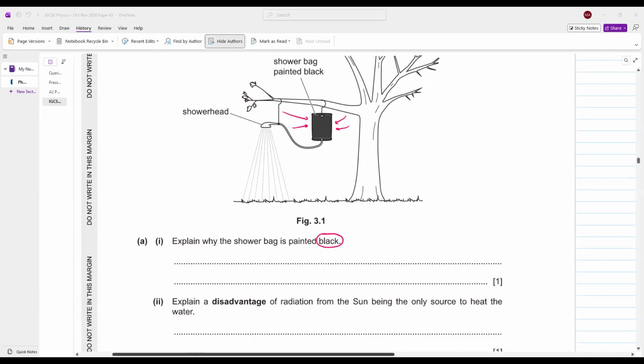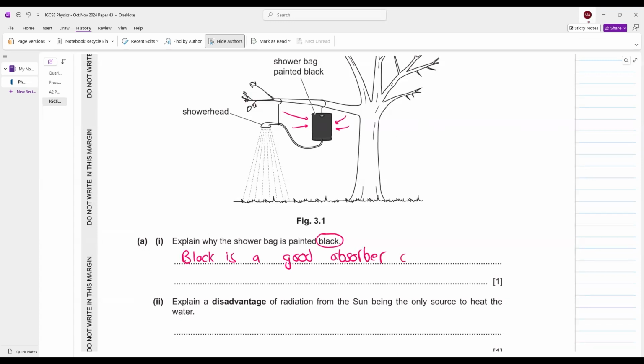We have to explain why the shower bag is painted black. What will you say? Black is a good absorber of radiation. Simple as that. Nothing complicated here.